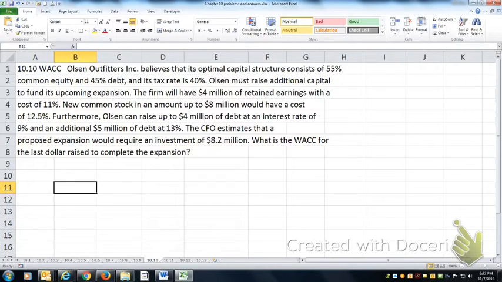Now, the first thing they're going to raise with the equity would be retained earnings. The retained earnings have a cost of 11%. If they have to issue more common stock, it's going to cost more. It's going to be 12.5%. And anytime that they raise the equity, they're also going to match it with some debt, and they can raise up to $4 million of debt at 9%.